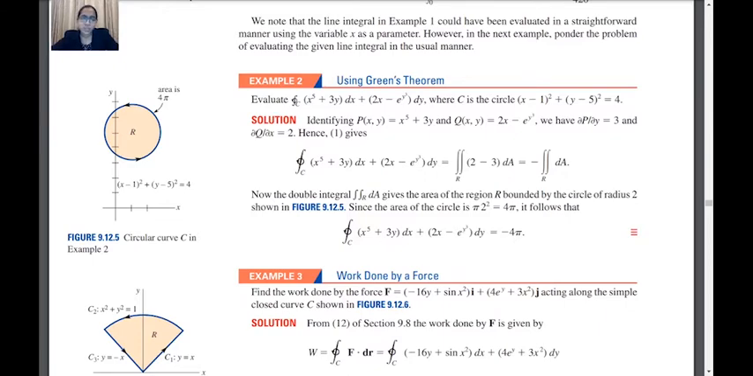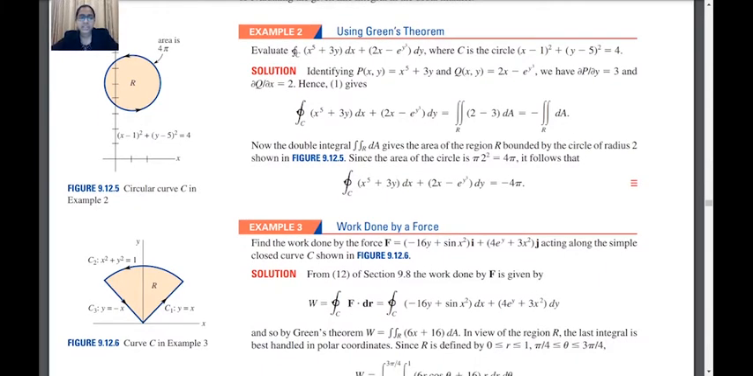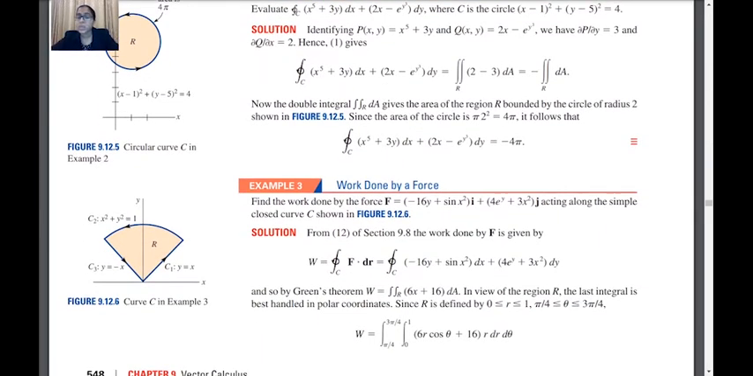Now let's move on to example 3. In this example we'll discuss the work done. We have discussed in previous sections that the work done by any force which is given to us can be calculated by just integrating F dot dr, right? So let's see how we can do this.